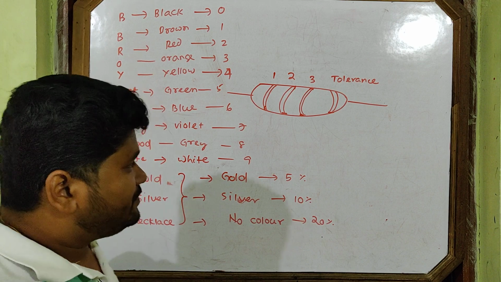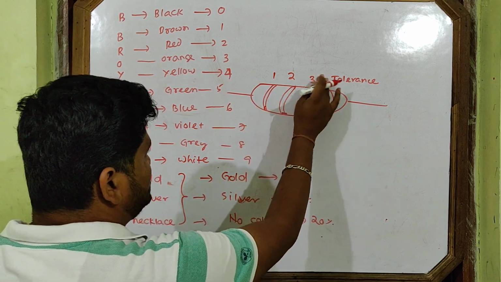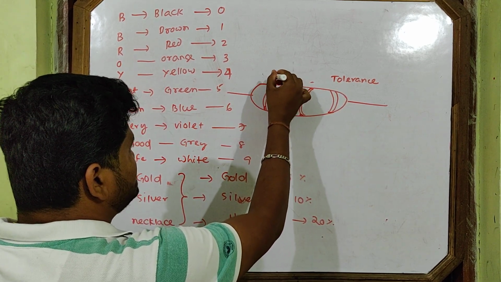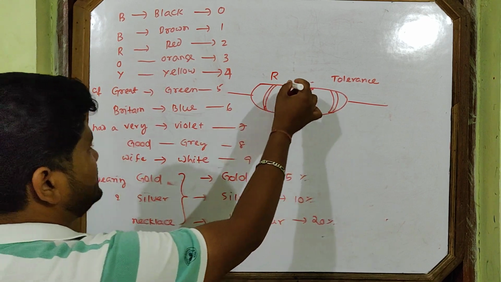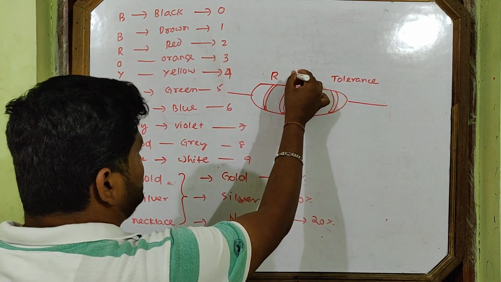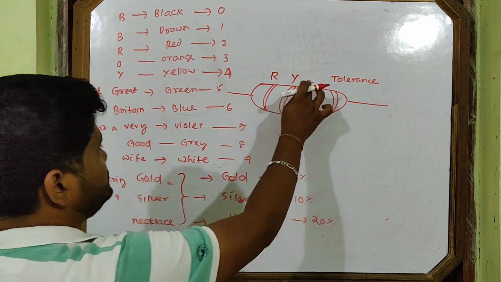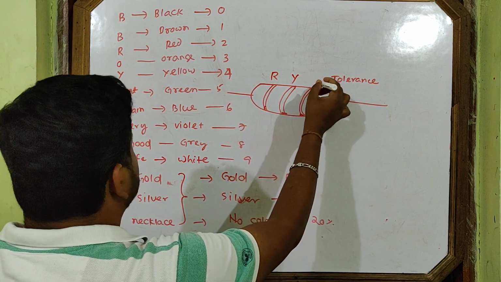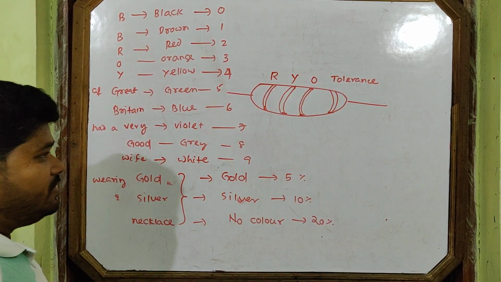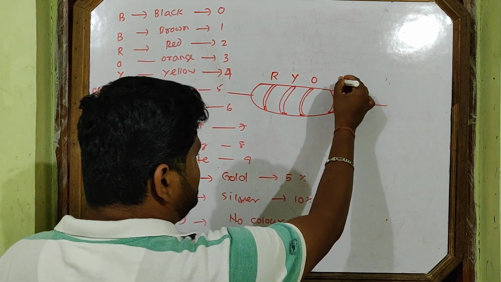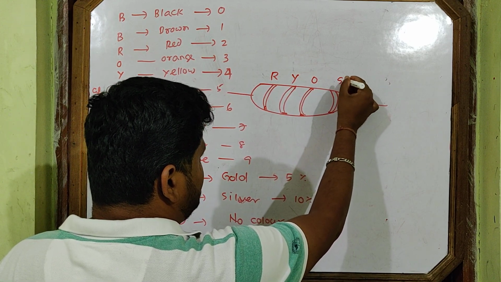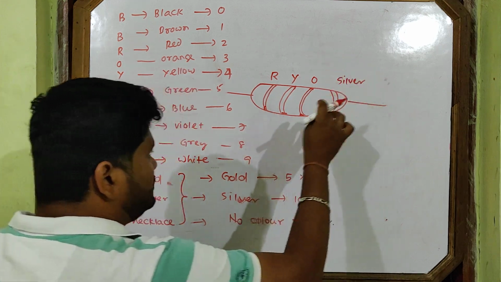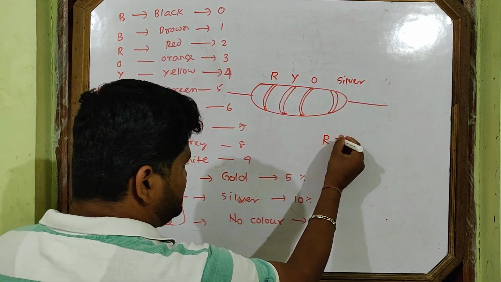Now let's see. Suppose this color is, I am writing the colors. Suppose this color is red, this color is yellow, this color let's take as orange. Okay, and the last one, suppose take silver. What is the resistance of this? How will you find the resistance?